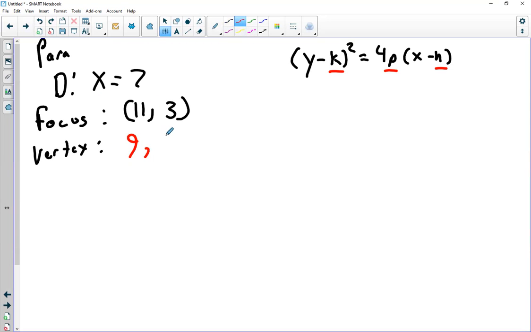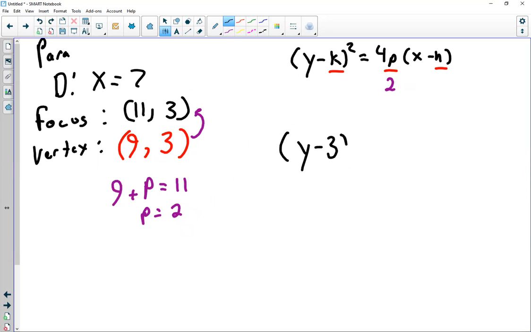Do you need to find p now? You need to find p, but p is pretty easy. It's going to be the distance between here and here. So 9 plus p equals 11, so p must equal 2. You plug in 2 over here. So your final answer: y minus 3 squared equals 8 times x minus 9, because 4 times 2 is 8.